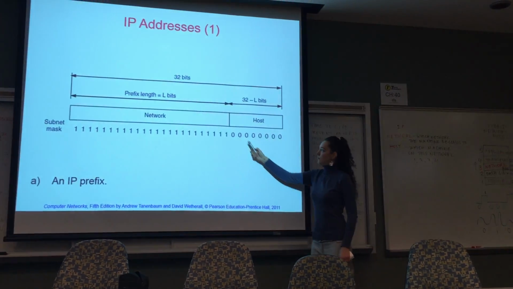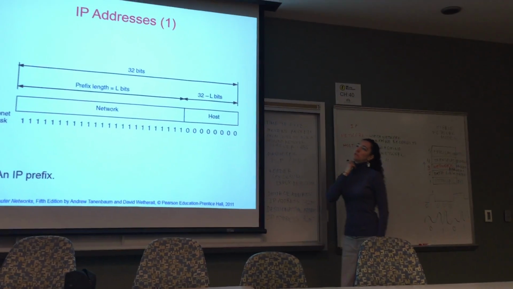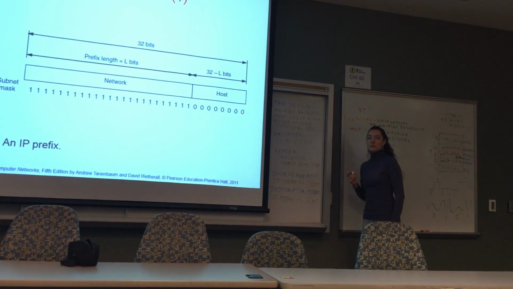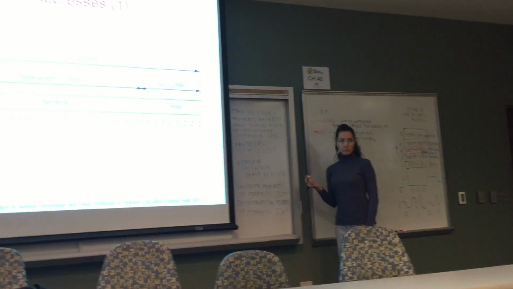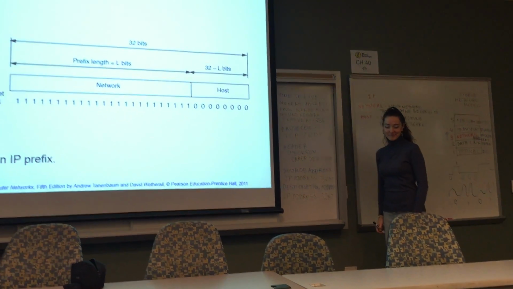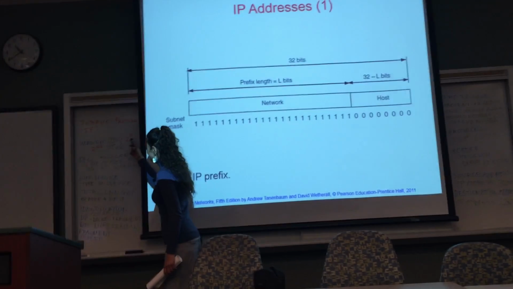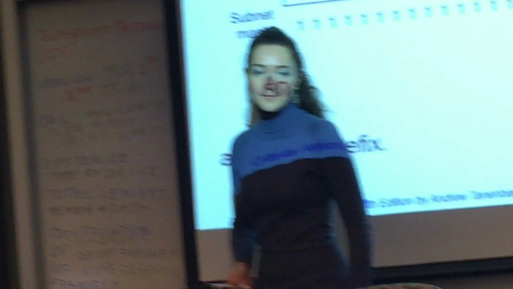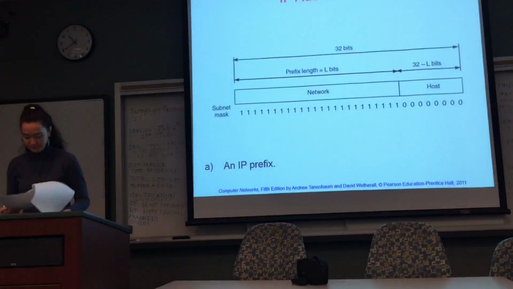So there is what? 1, 2, 3, 4, 5, 6, 7, 8 bits here for the host part. So how many hosts can we represent with 8 bits? Is very good. So it's just 2 to the power of 8. So that's 256. So this network cannot have more than 256 hosts. And this is where the problem came from with the wasted IP addresses.